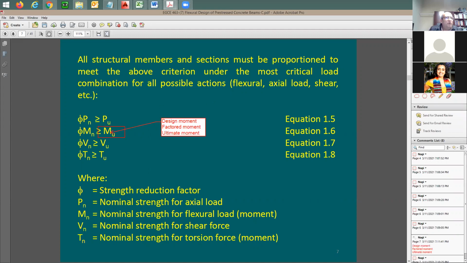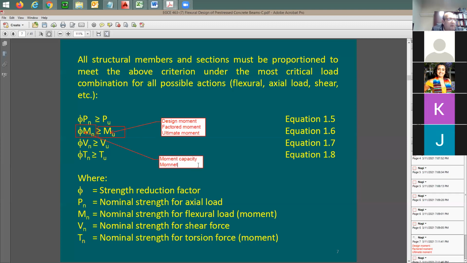How about phi Mn? What would you call phi Mn? Do you have names for it? I'm going to start here by saying moment capacity. Anything else? Nominal moment. Nominal is only Mn. Once multiplied by phi, it becomes the moment capacity. Yeah, it's very close. What else?